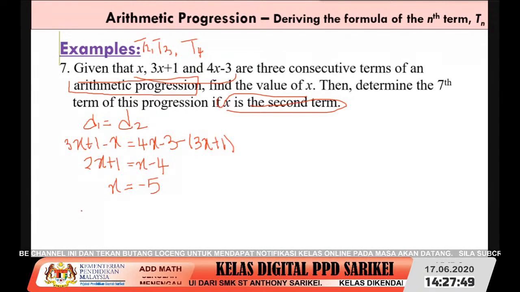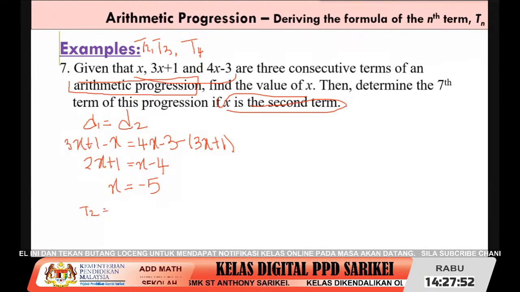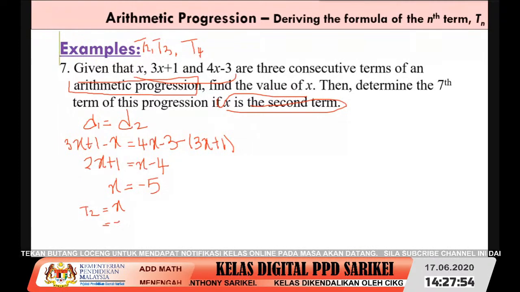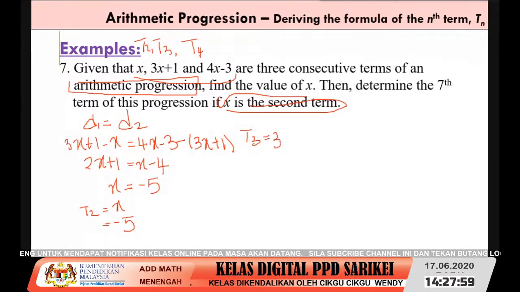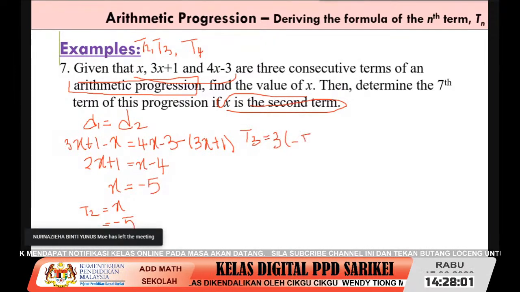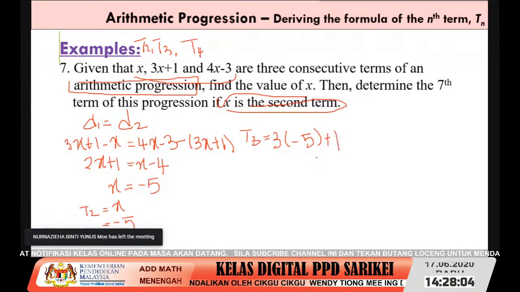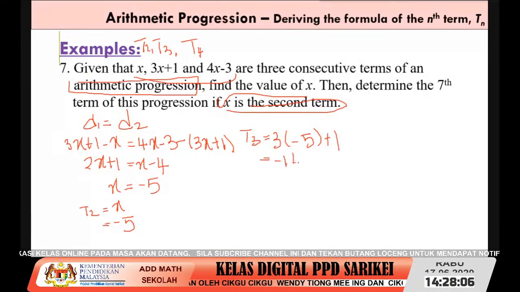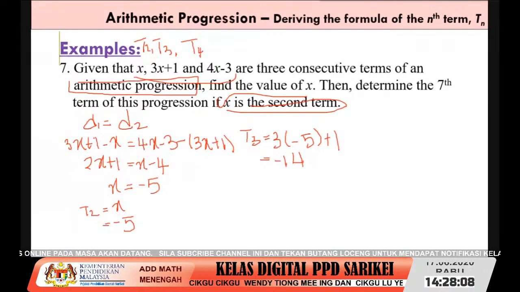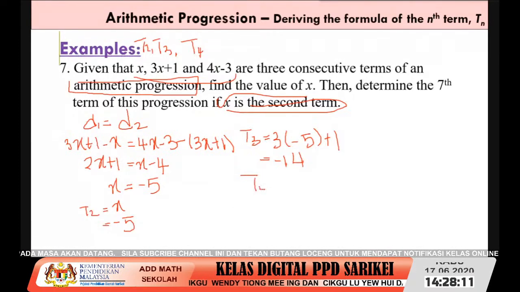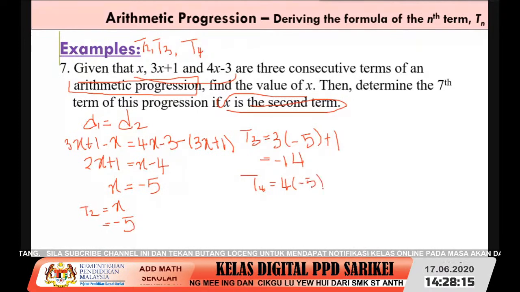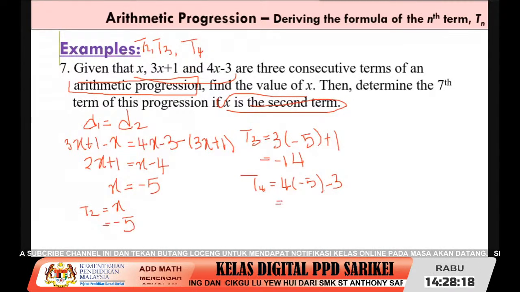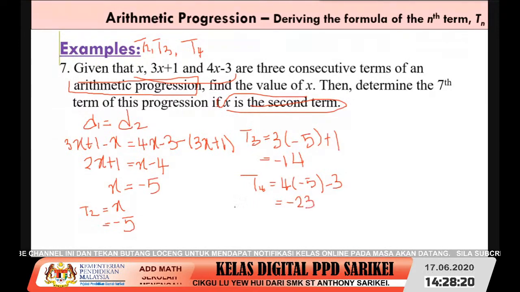So my T2 is x, so my T2 is negative 5. How about my T3? T3 is 3x plus 1. So it's 3 times negative 5 plus 1 equal to negative 14. Okay, next, my T4 is 4x minus 3. So it's 4 times negative 5 minus 3 equal to negative 23. So we have to find out my T7.